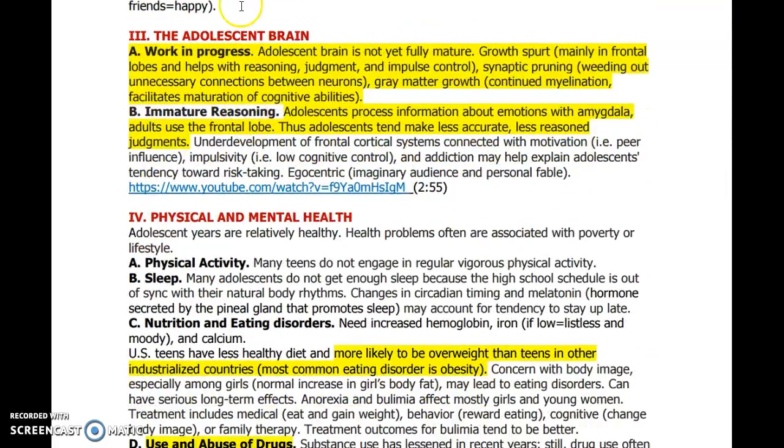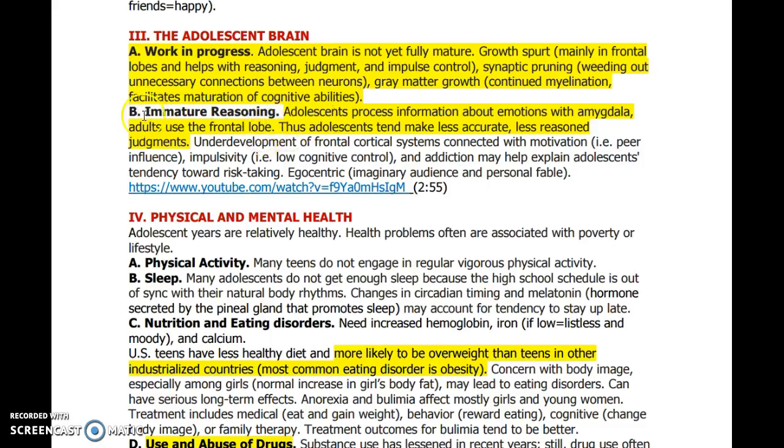All right, let's talk about the adolescent brain. Lots of developmental changes are happening in the brain. So it's not fully mature yet. We see that the adolescent brain is going to experience a growth spurt. Mainly that's going to happen in the frontal lobes, all right? Now the frontal lobes are responsible for reasoning, judgment, and impulse control. So the frontal lobe is going to become more developed, which is going to help them transition from making irresponsible decisions to making more mature decisions, having better judgment. But that's going to come about throughout the teen years.